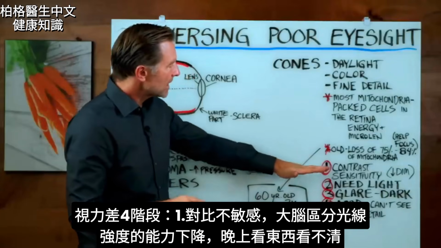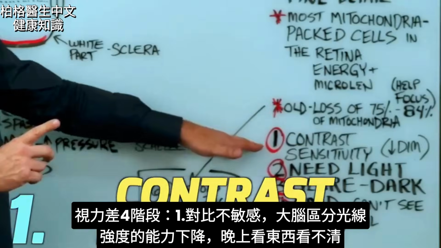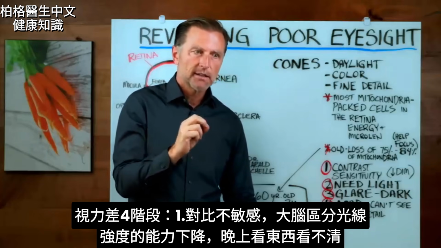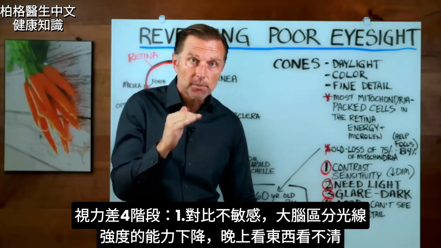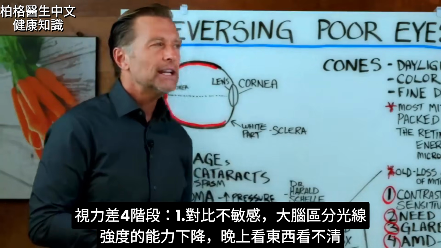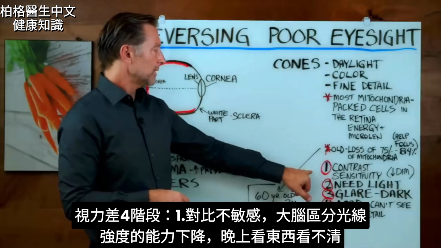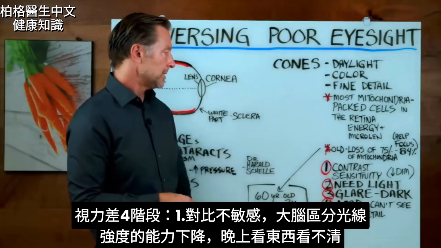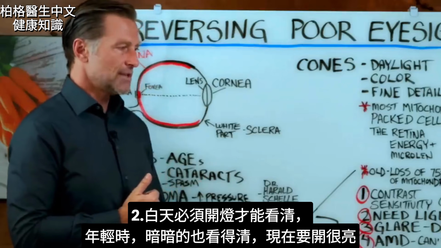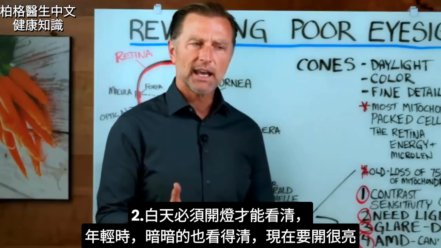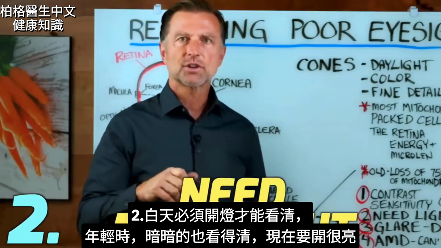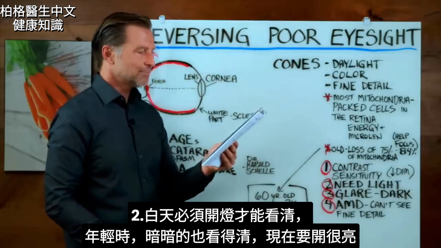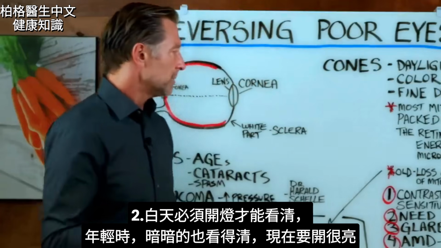And so there's a couple different stages that we go through. Number one, contrast sensitivity. The brain's capacity to differentiate light intensity starts to break down. And so at night, when you're straining to see, you're having a problem with this contrast sensitivity issue. And that would be the first thing that happens. The second thing that happens is in order to be able to even see during the daylight, we need a little more light. So we have to turn on the light to be able to see things. Before, when we were younger, we could just read it practically in the dark. Now we have to shine a big light on it.